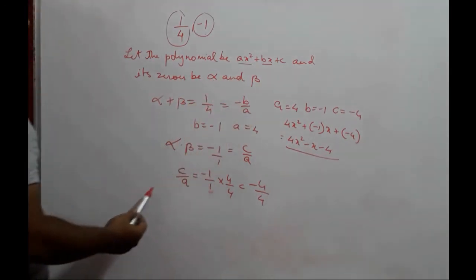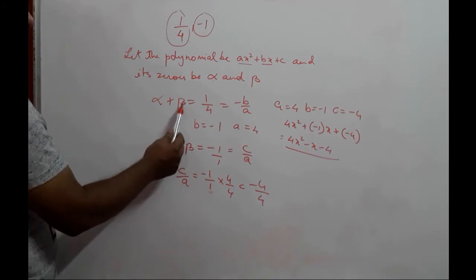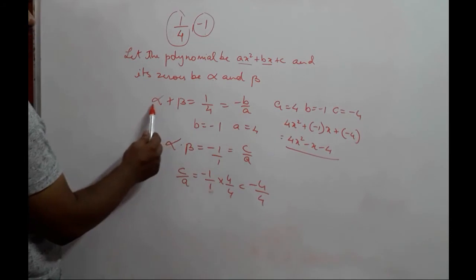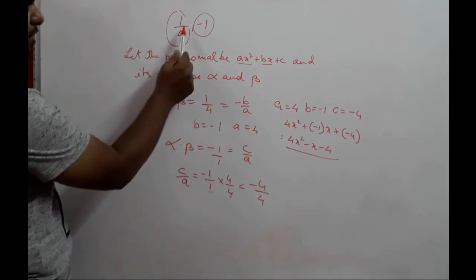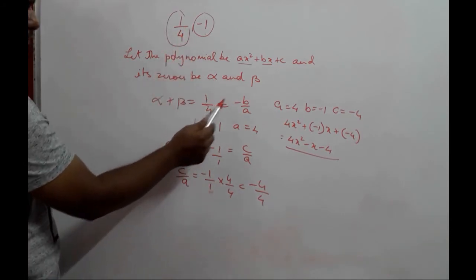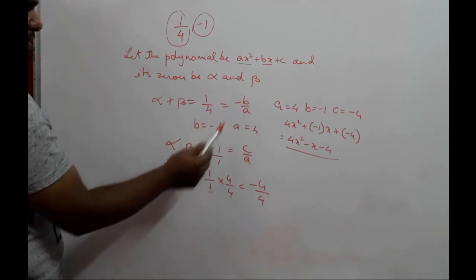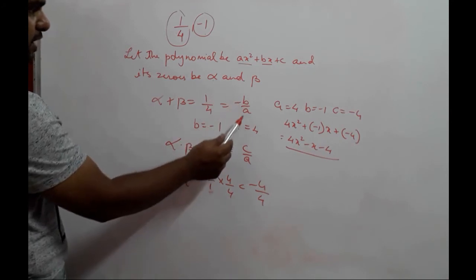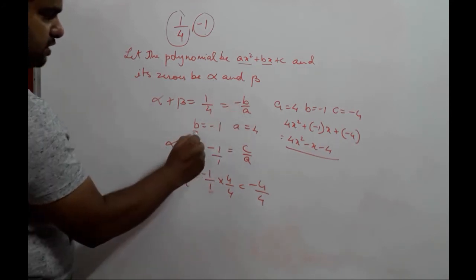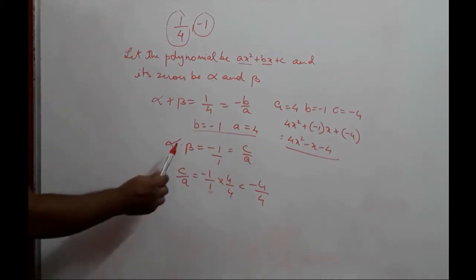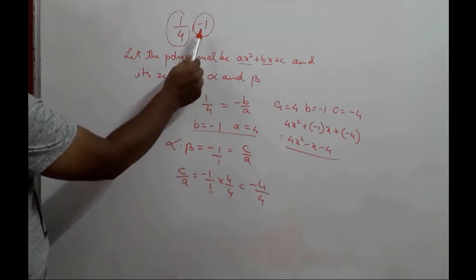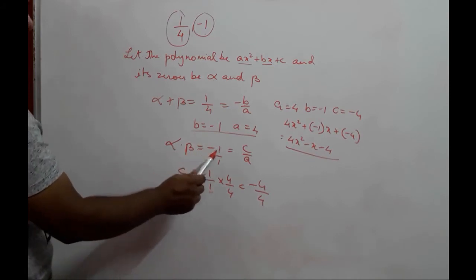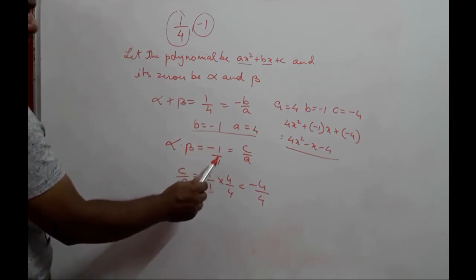alpha and beta. Now we know that the sum of the zeros is equal to minus b upon a, but we are also given that the sum is 1 upon 4. Hence we get 1 upon 4 equal to minus b upon a. That means b should be equal to minus 1 and a should be equal to 4. That's how we get b and a. Now similarly we have been given the product which is minus 1. So alpha into beta is equal to minus 1, which can be written as minus 1 upon 1.